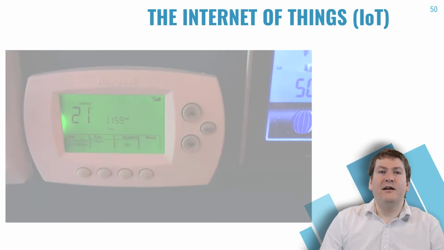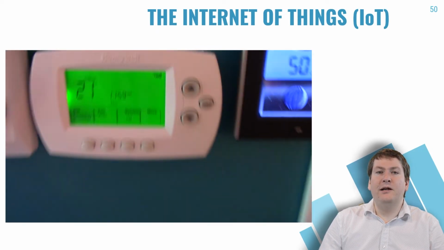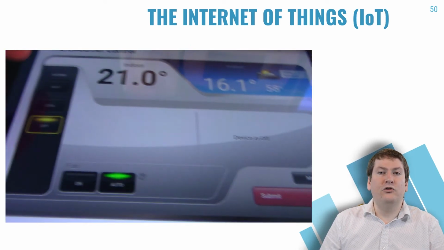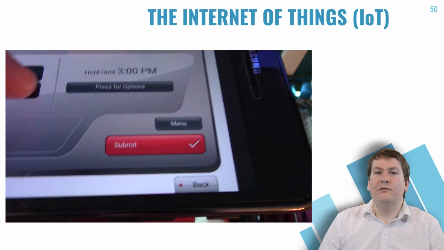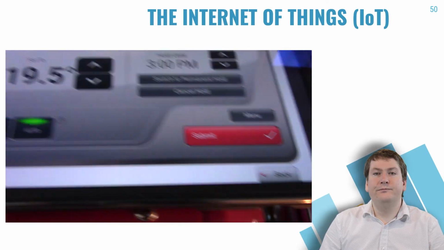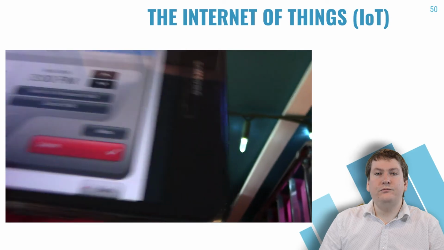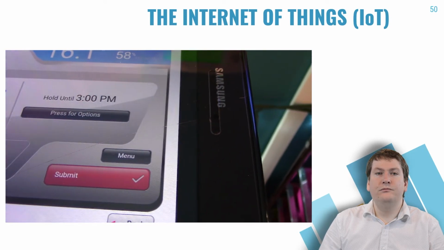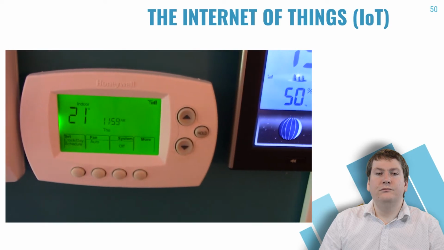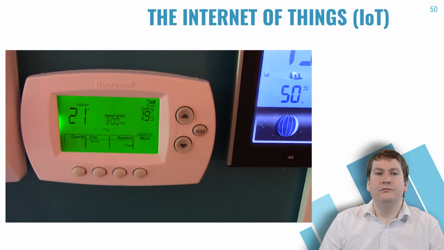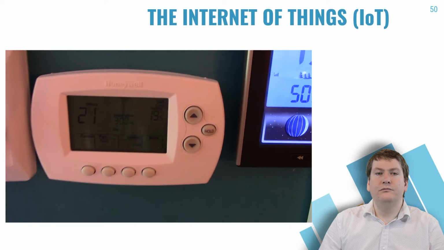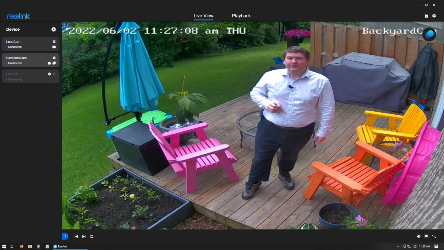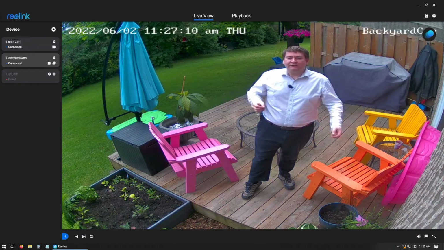Another example would be smart thermostats, and these would be thermostats that control the heat or temperature in your house, except they would be controlled remotely over the internet or through your network. And even smart security cameras that will notify you if they detect movement live over the internet and allow you to talk through the camera.